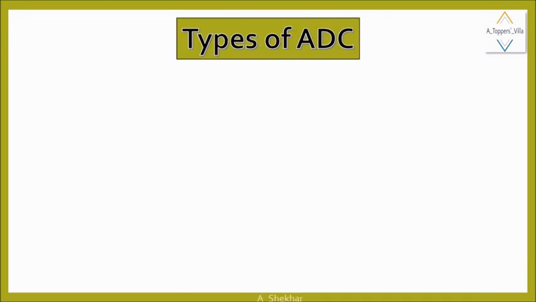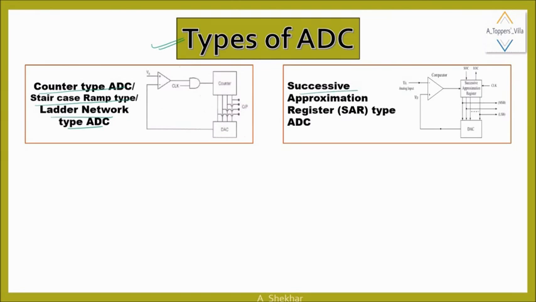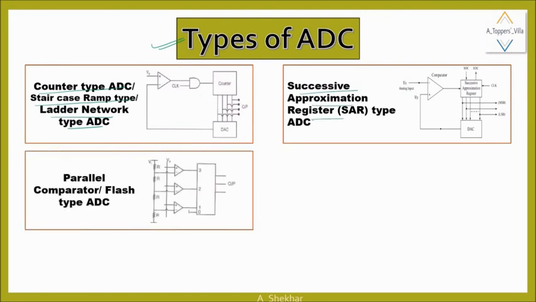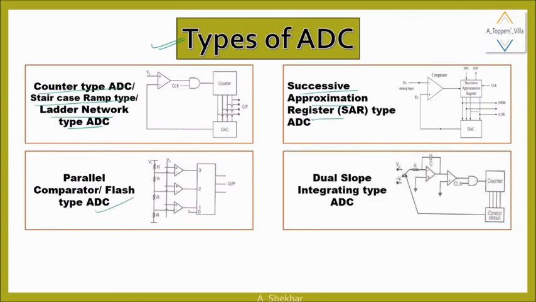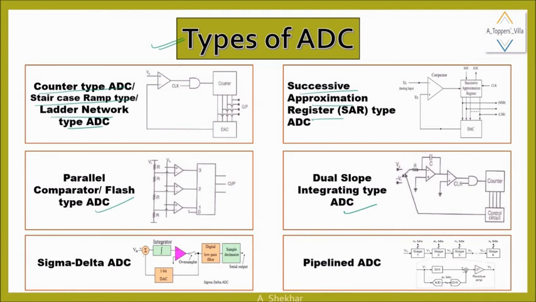So now let us have a look upon the types of ADCs. The first type is counter type ADC. It is also called as staircase ramp type ADC or ladder network type ADC. The advanced version of this counter type ADC is successive approximation register SAR-type ADC. The next type is parallel comparator or flash type ADC, and the next type is dual slope integrating type ADC. Some other types of ADCs also include sigma delta ADC and pipeline ADC.